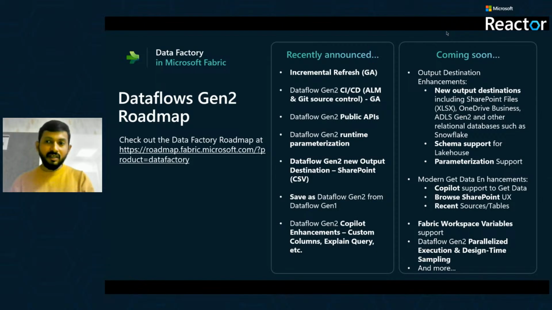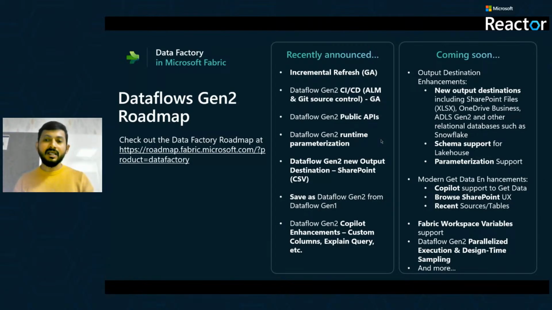On the other side, apart from the recently announced, what is coming soon, right? You would see that the more focus is around expanding our output destinations, right? So we recently announced adding SharePoint CSV support. We're looking at adding more output destinations like Excel from SharePoint files, OneDrive Business, and ADLS Gen2, and also support for other relational databases like Snowflake for that matter. Bring in schema support for Lakehouse and parameterization support.